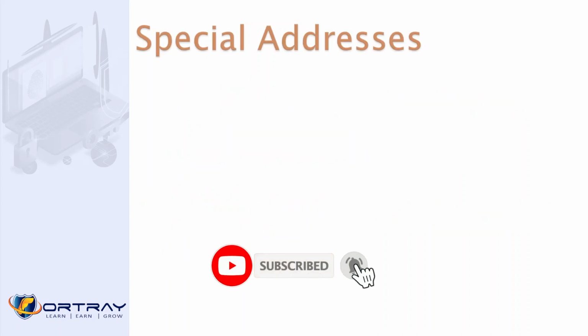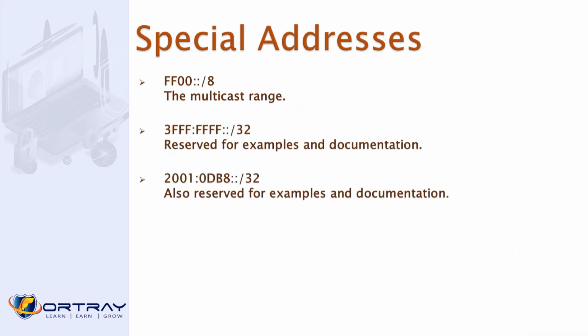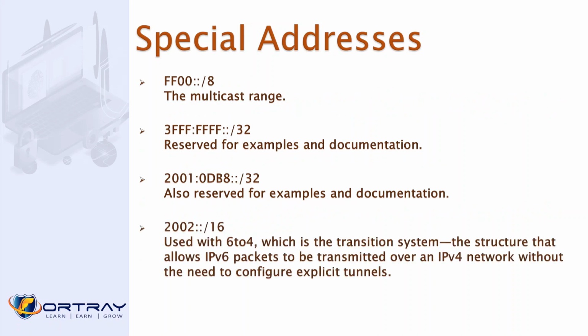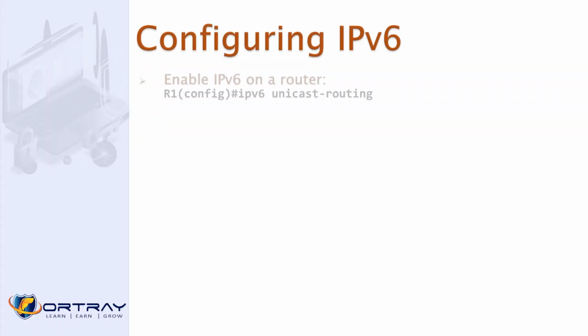This is the unique local range. Another special address is FF00, the multicast range. Another range is reserved for example in documentation, also reserved for example in documentation. Another is used for 6to4 tunnels. So how can we configure them?